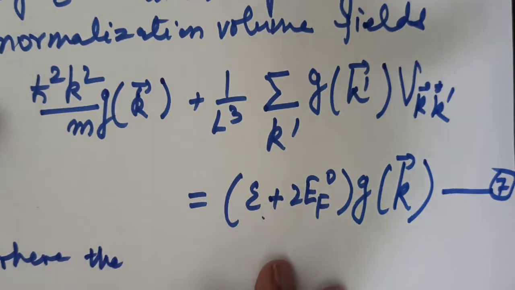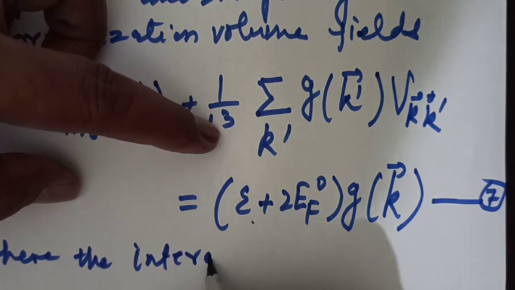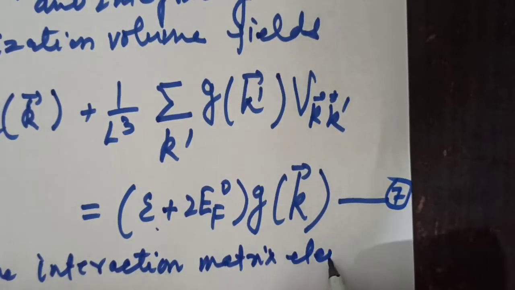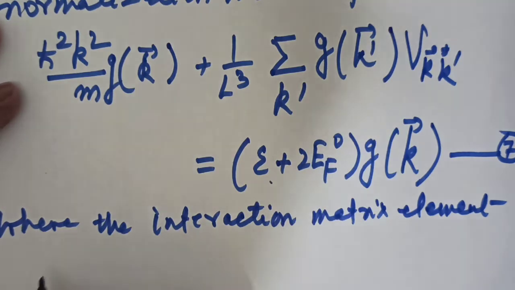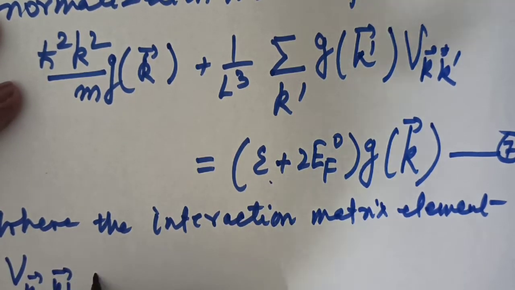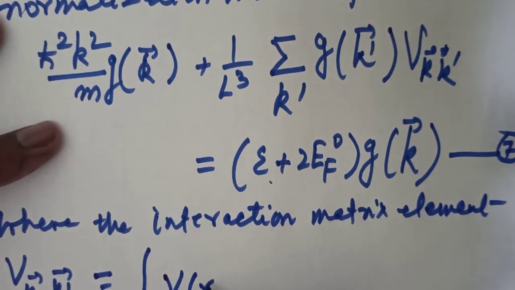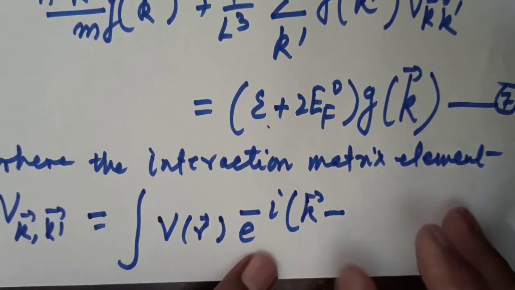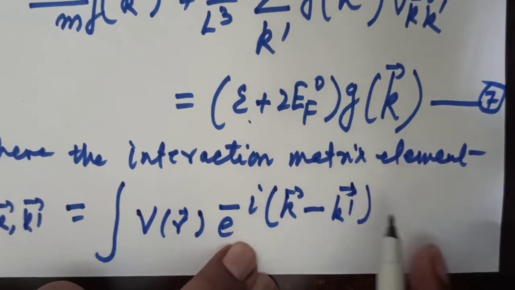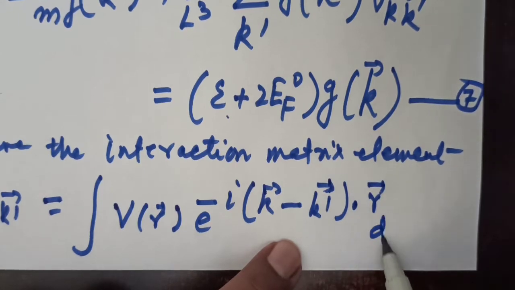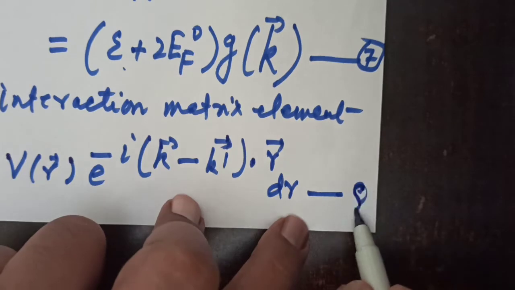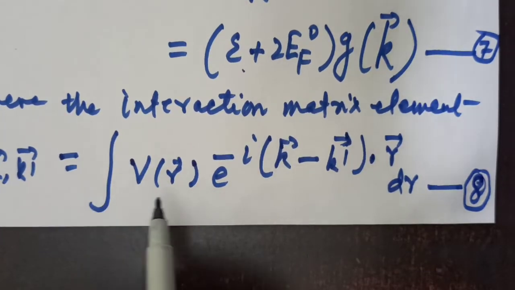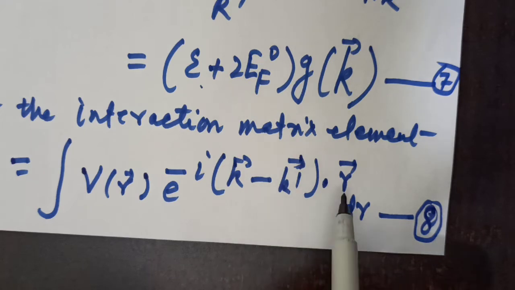Vkk prime, where the interaction matrix element Vkk prime is equal to integral Vr e raised to the power minus i k minus k prime dot r dr. This is equation number 8. So this is the interaction matrix element. It's given by Vkk prime, that's integration Vr e raised to the power minus i k minus k prime dot r dr.